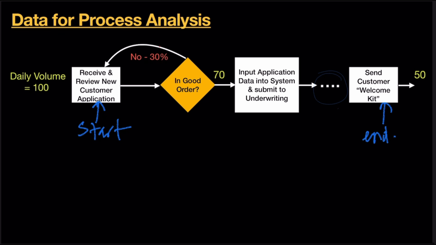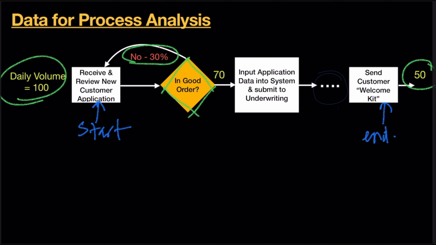The data points that you're seeing are essentially the total number of volume that's coming in, the total number of volume that's leaving the process in a particular time frame, let's say in a day, and we have only one inspection point, which is this diamond here, and the probability of something not being accepted, or essentially in this situation not being considered in good order, being 30%.